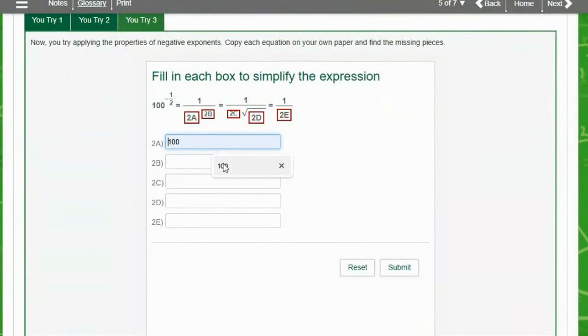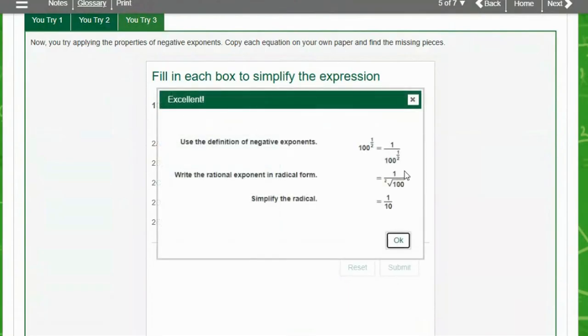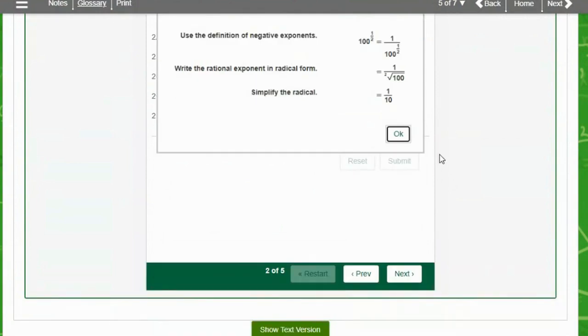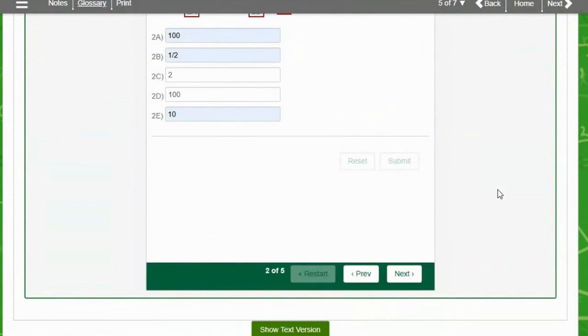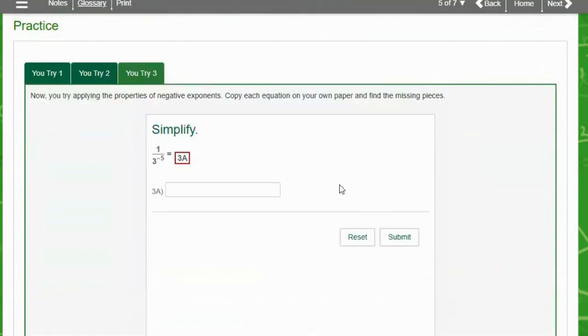So this is 100. This becomes positive 1/2. And then that means 2 out here is a 2. And inside is a 100. And then the square root of 100 is just 10. So it walks you through those steps. Okay, so there's 3 more of those that you can do. Next.